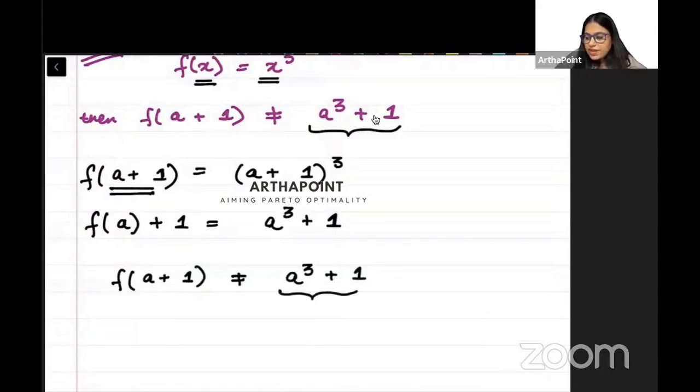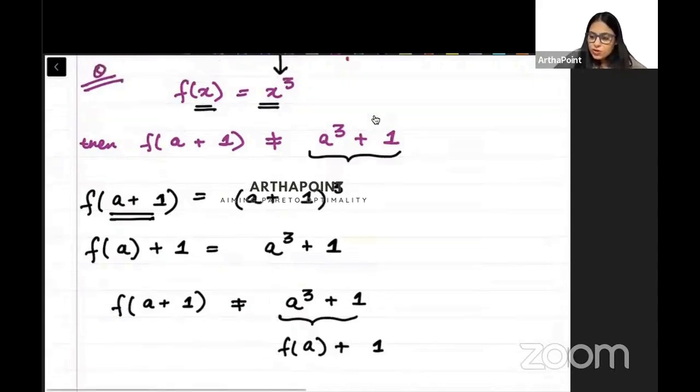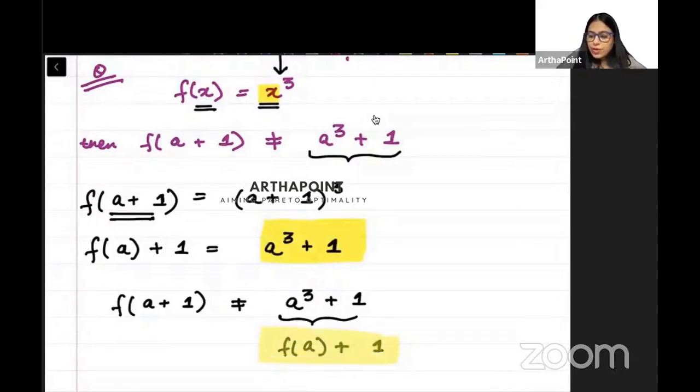A cube plus 1 है f of a plus 1. X की जगह instead of x I am replacing a. So it is x की जगह पे a cube and then I have added 1 to it. But f of a plus 1 means instead of x I am replacing it with a plus 1. So it is a plus 1 whole cube. Is this making sense?